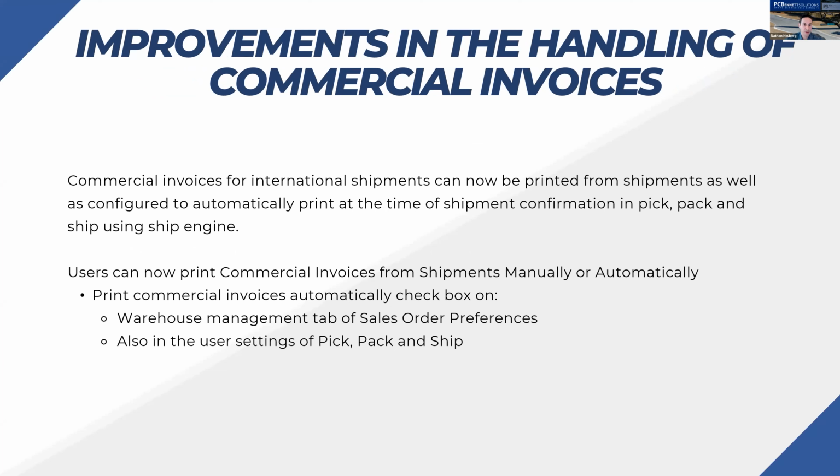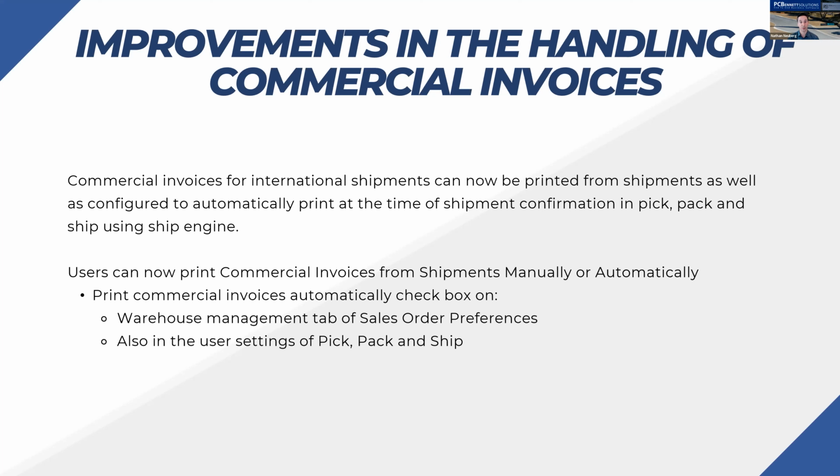Now, when we're talking about international shipments, those must have a commercial invoice document attached to the shipment package. Anybody shipping internationally knows how this is an issue and can be improved in terms of automation. So in addition to the regular carrier label, shipping clerks need to be able to print these attachments from shipments for single or multiple shipments, and warehouses need the ability to automatically print a commercial invoice at the time the shipment is confirmed on the pick, pack, and ship screen.